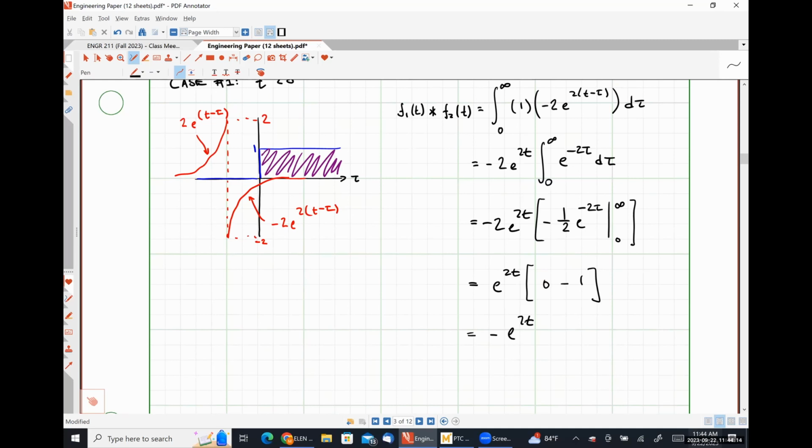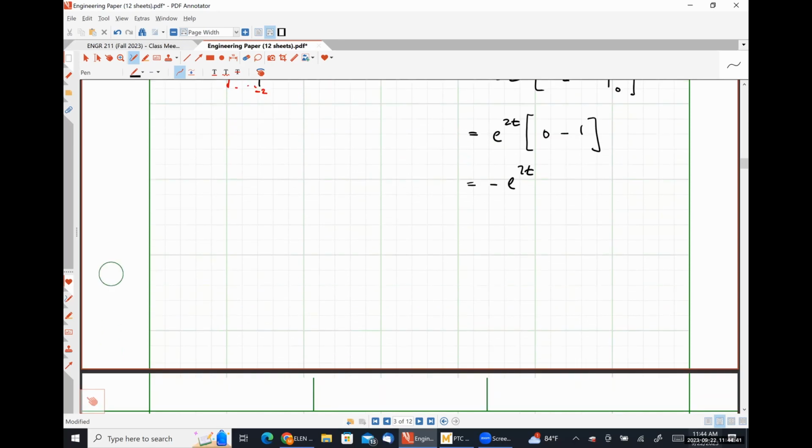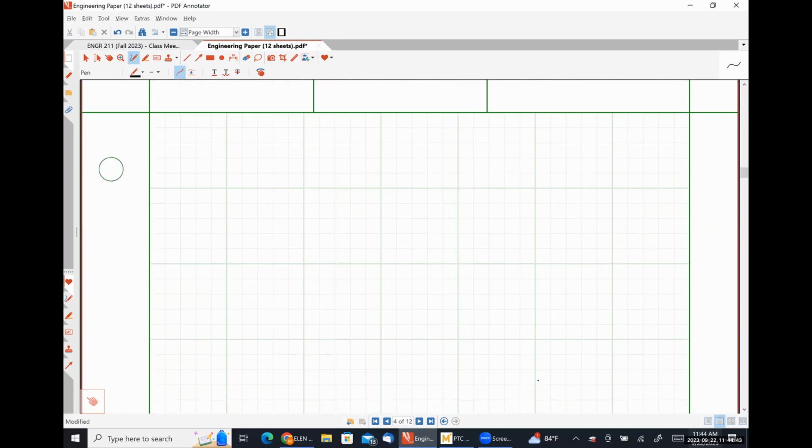Okay. Now we need to consider the second case. Yes, plus 1. The negative 1/2 got multiplied by the negative 2, giving me a positive 1 here. So that's why it's a negative 1 in there. So it's 0 minus 1. So that negative 1 should go there. So now we're going to look at the second case.